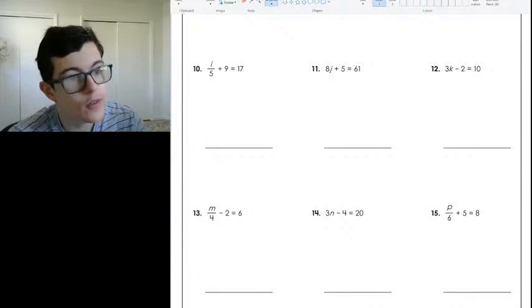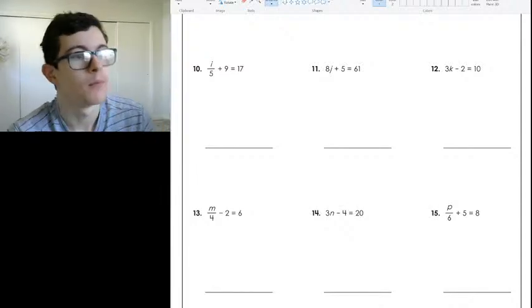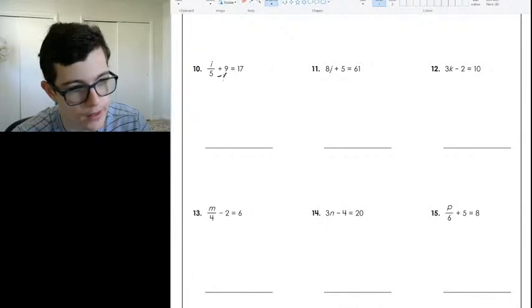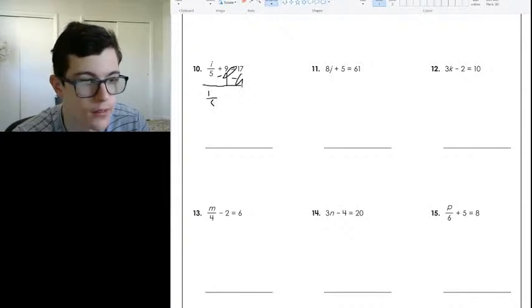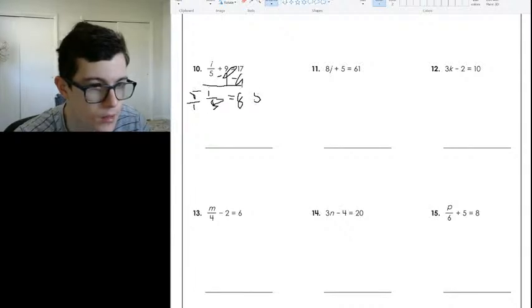problem. So I over 5 minus 9 equals 17. Normally I is not used as a variable, but in this case, for the sake of argumentation, it's used as a variable. So first we're going to subtract 9 from both sides. I over 5 equals 17 minus 9. That would give us 8. So to multiply 5 by both sides, we get I equals 40.